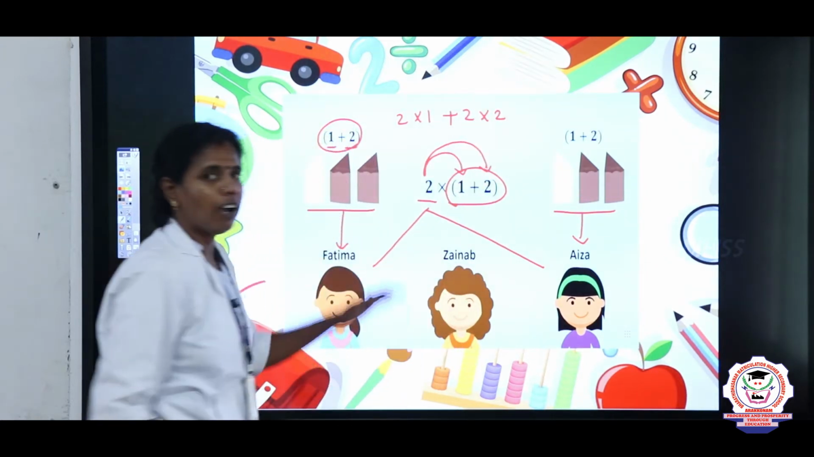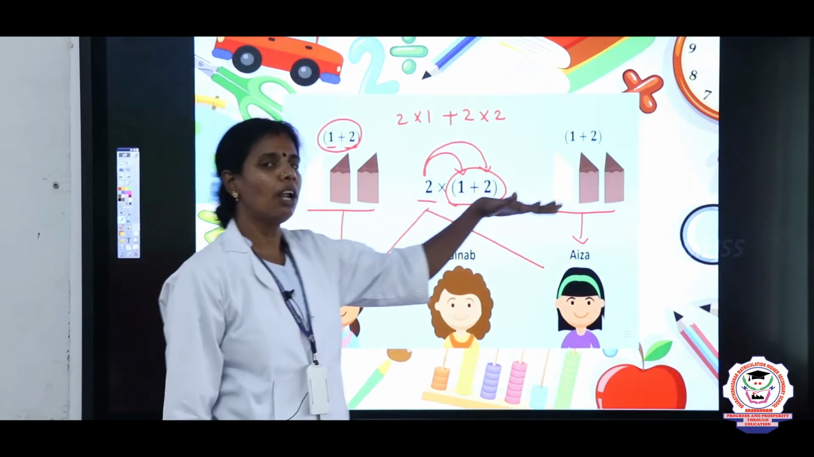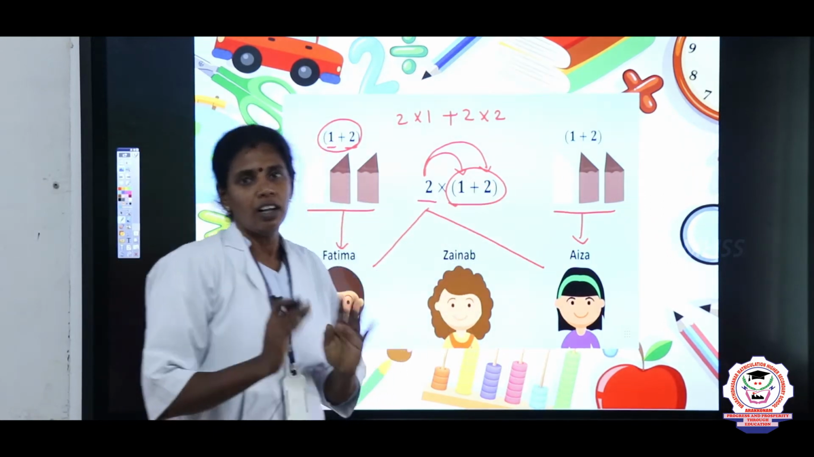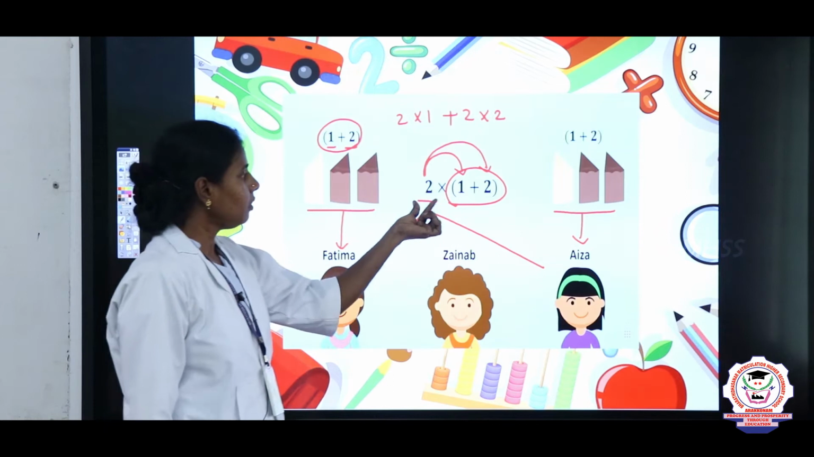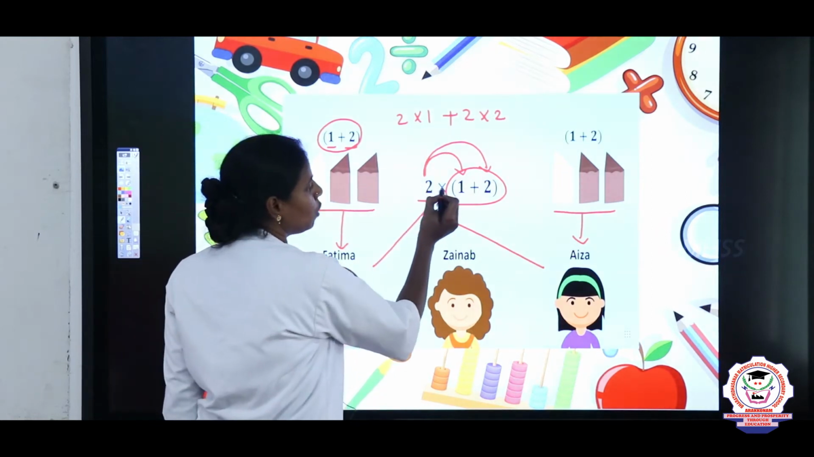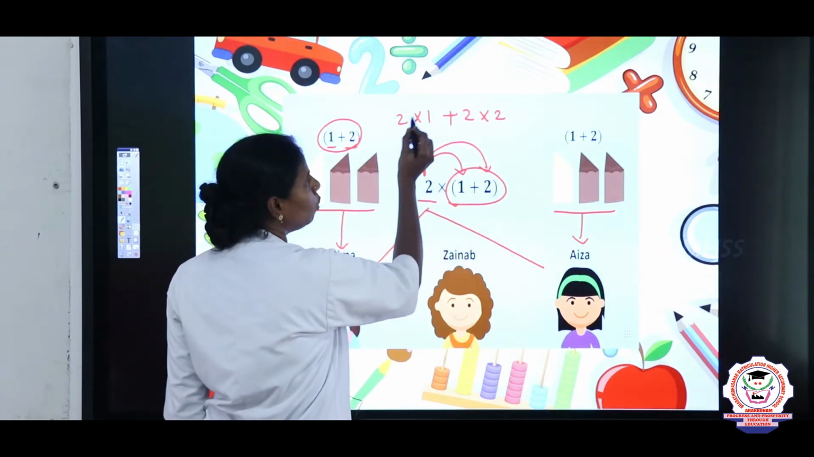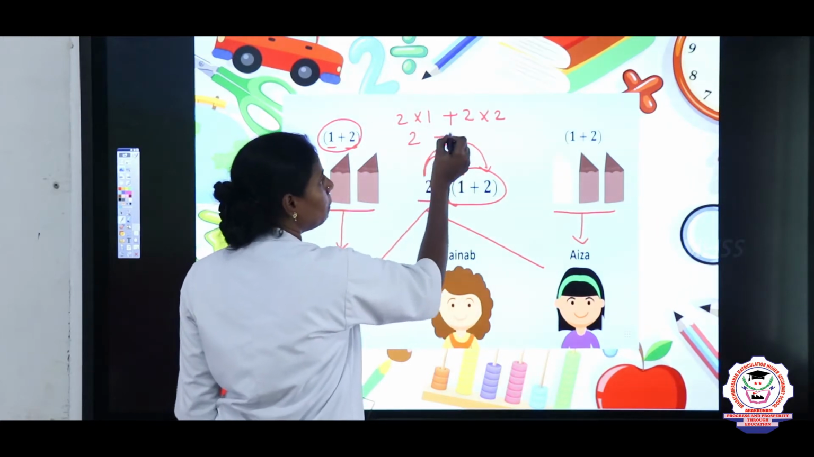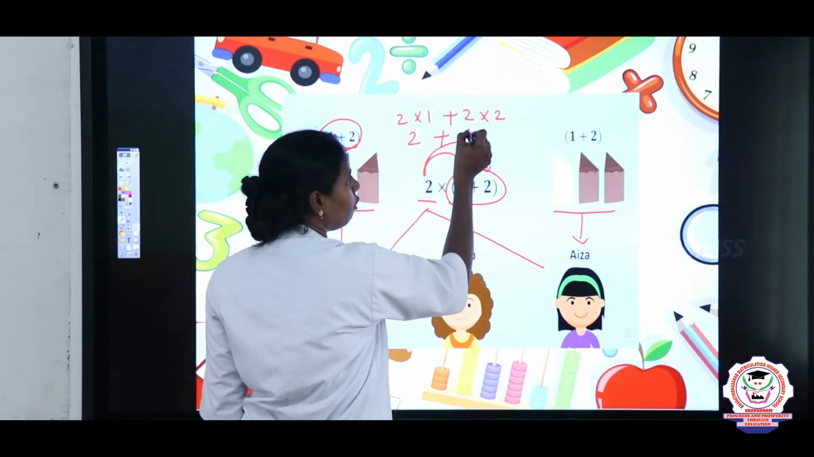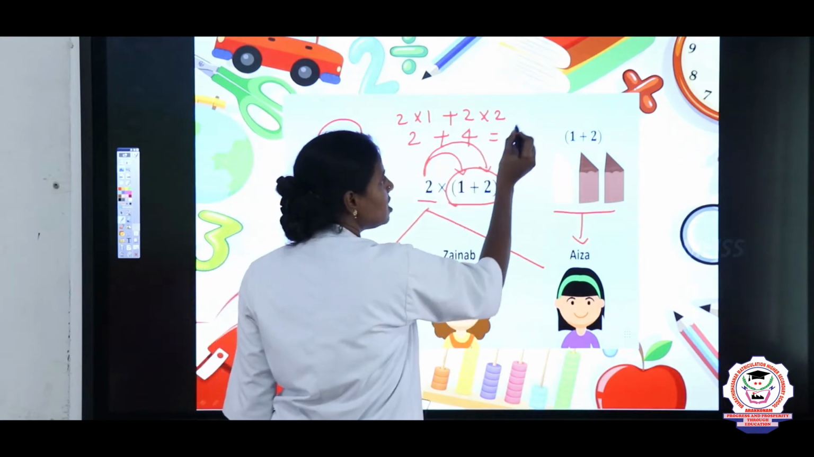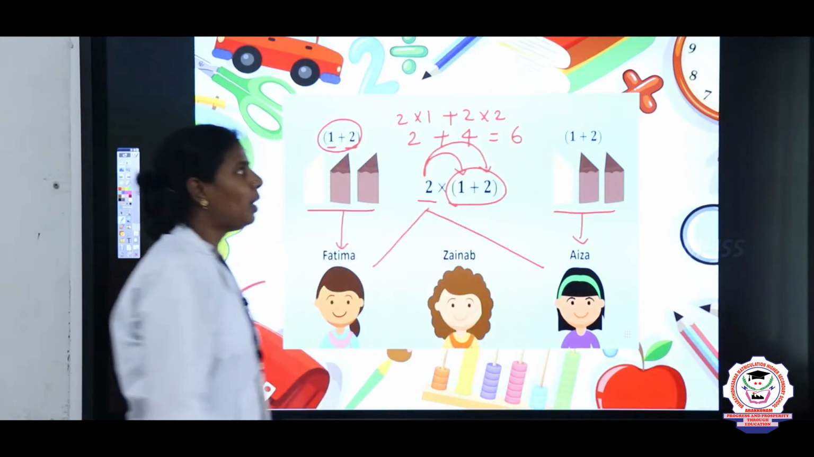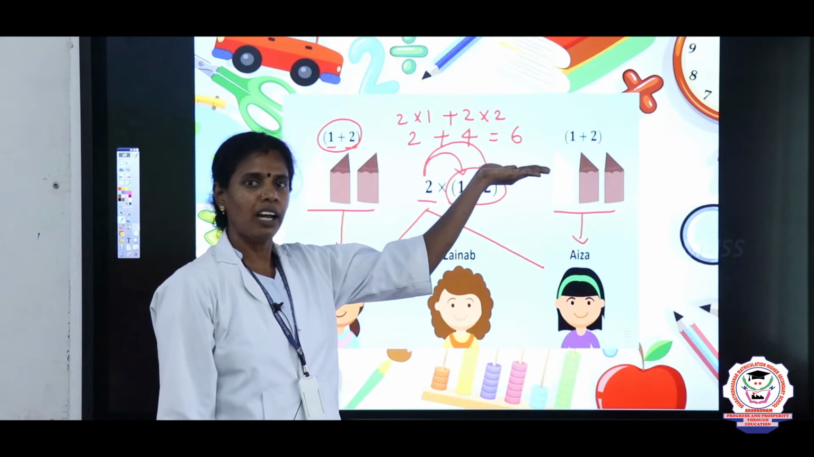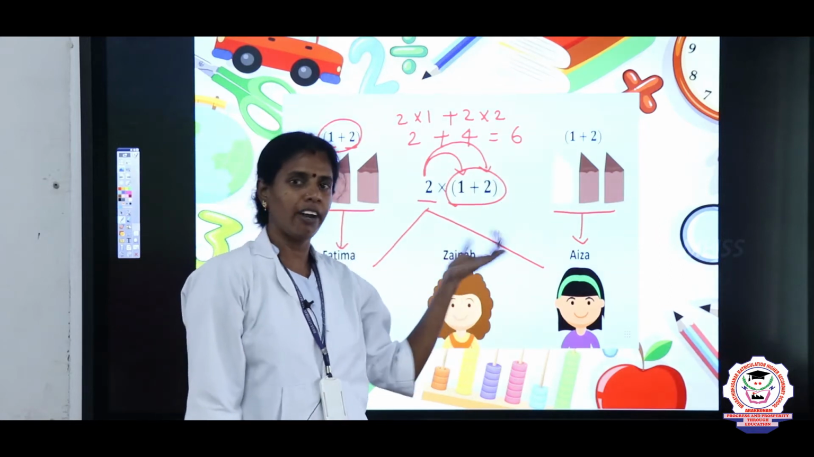And what we are going to find from this is the total number of pieces given to the friends, right? So first, 2 into 1 plus 2 is equal to 2 into 1 plus 2 into 2. 2 into 1 is 2, plus 2 2s are 4. So 2 plus 4 is 6. So totally how many pieces of cake are distributed here? 6 pieces of cake, right?